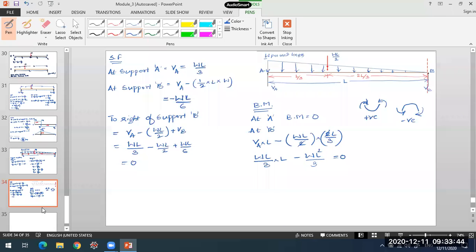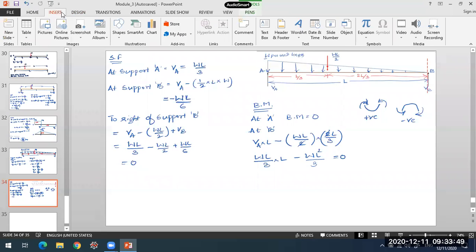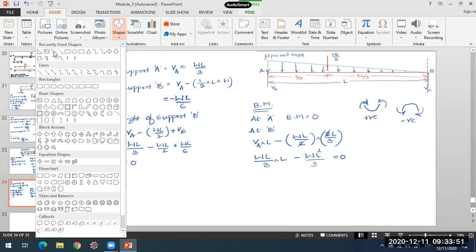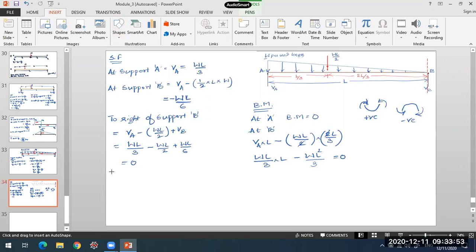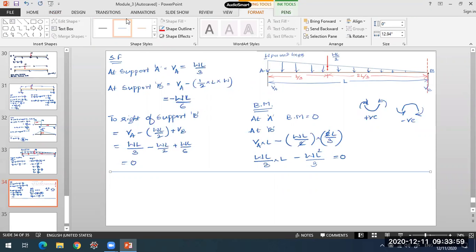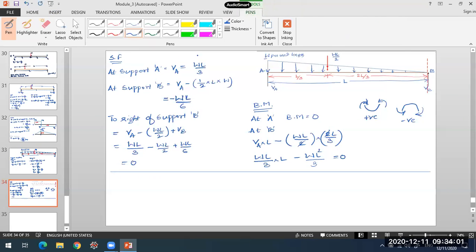So where is the shear force 0? We'll first determine that distance where the shear force has become 0. Then we'll find the bending moment at that point. So what I'm calculating now is the maximum bending moment.